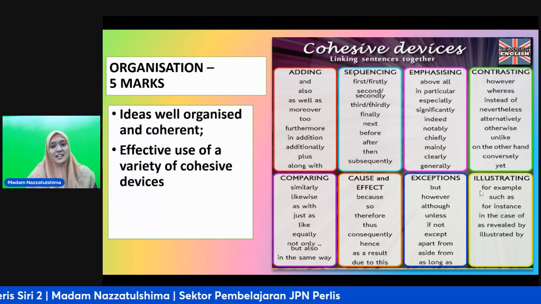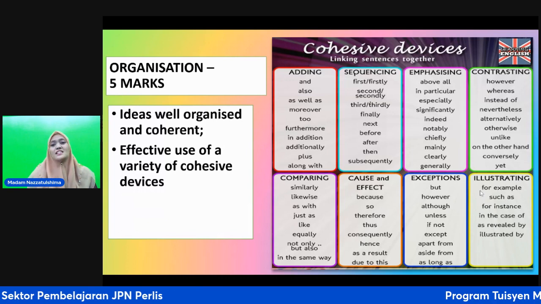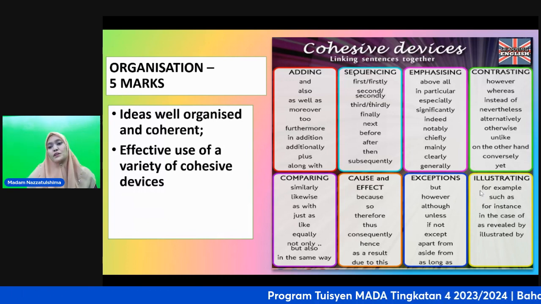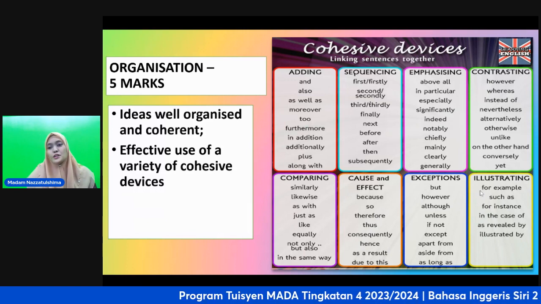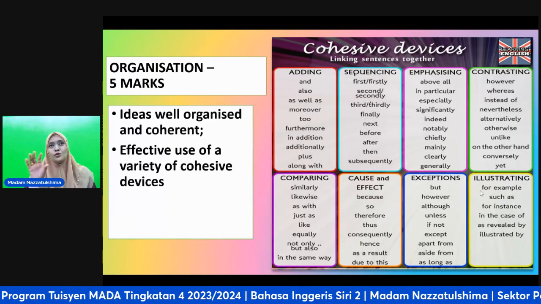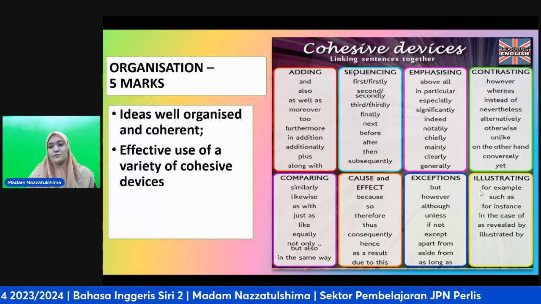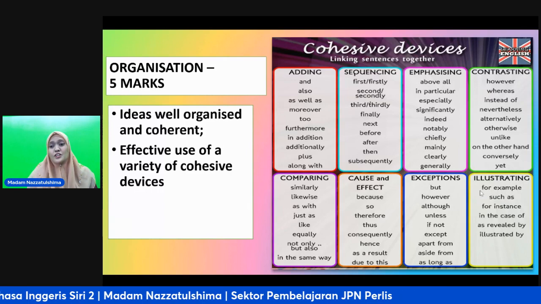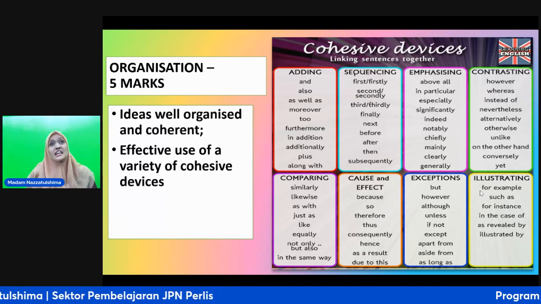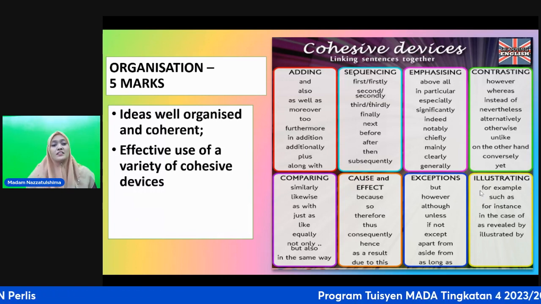So let's say in your essay, do not keep repeating the same cohesive devices or linkers. For example, if you want to put an example in your essay, don't use "for example" 2 or 3 times. So try to use other cohesive devices or linkers. For example, you are using "such as", "for instance", and etc.